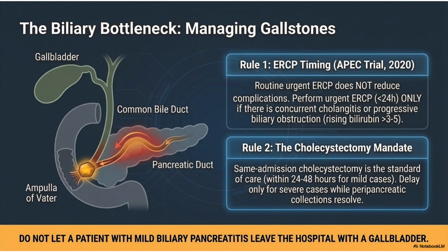The cholecystectomy mandate is going to be tested on boards too. There are questions on this. So same admission cholecystectomy is now the standard of care within 24 to 48 hours for the mild cases. And you only delay doing a cholecystectomy for severe cases, until peripancreatic collections resolve. So yeah, do not let a patient with mild biliary pancreatitis leave the hospital with a gallbladder is what I would say.